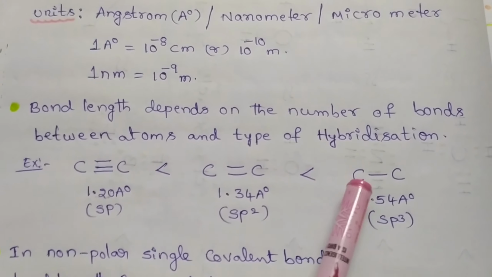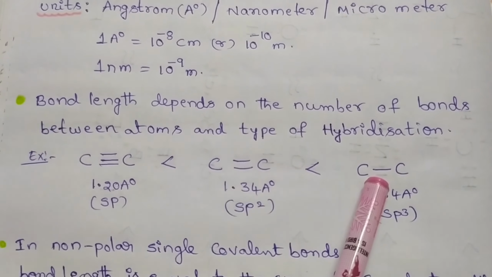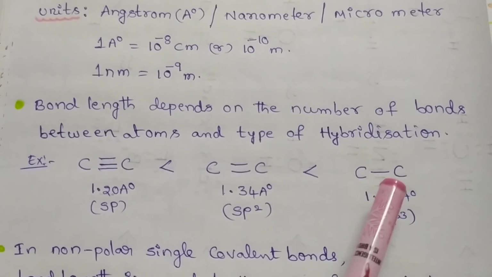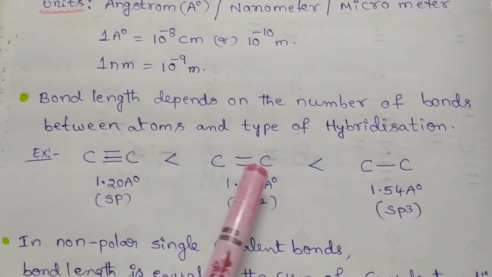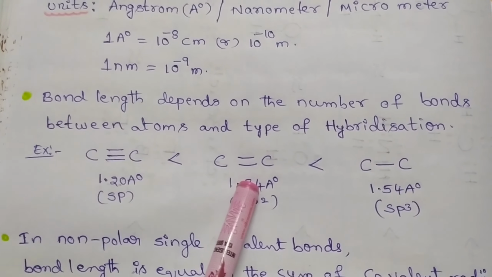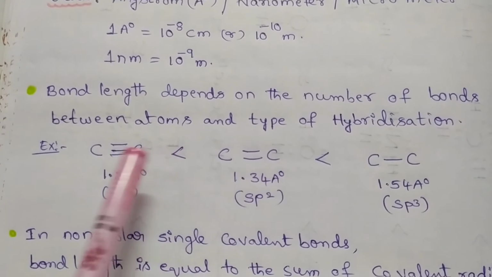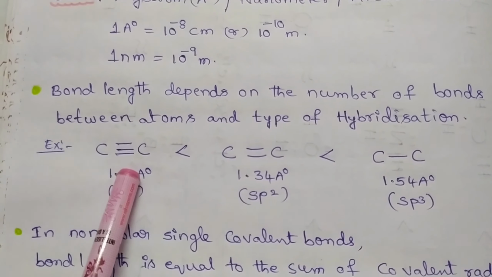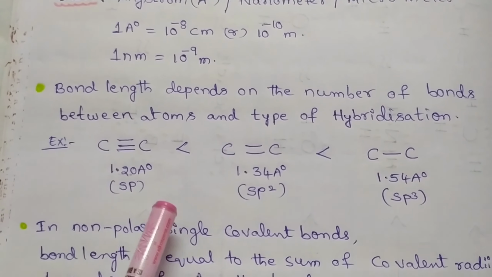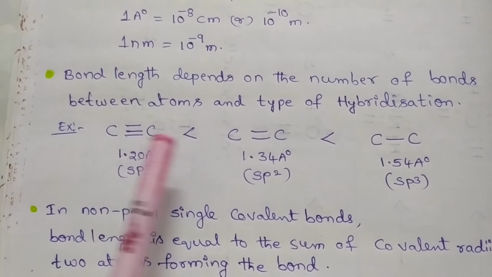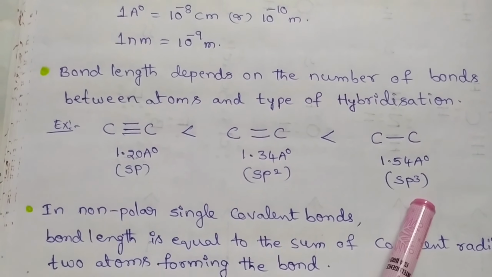That means molecules with single bonds between the two carbon atoms are called alkanes. Those with a double bond between the two carbon atoms are called alkenes. Those with a triple bond between the two carbon atoms are called alkynes. These are examples for some molecules.